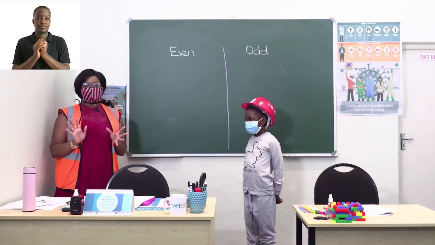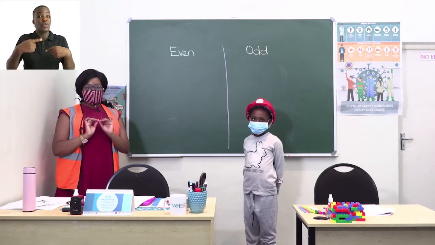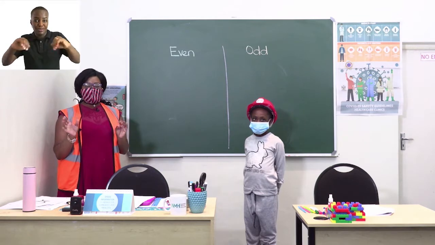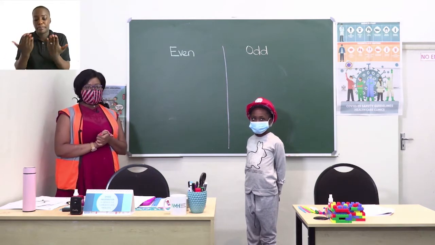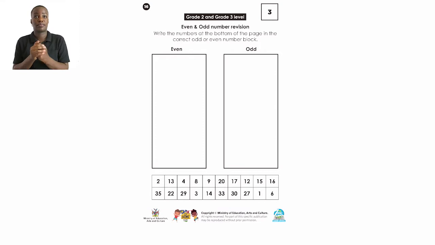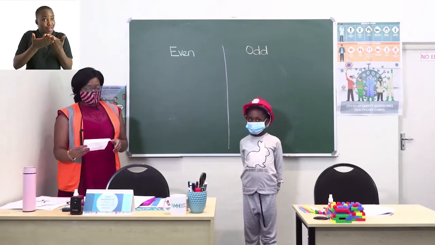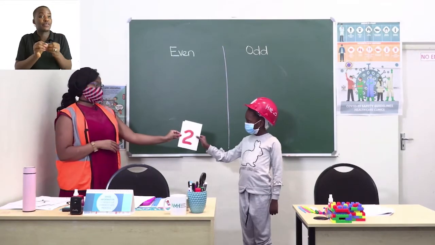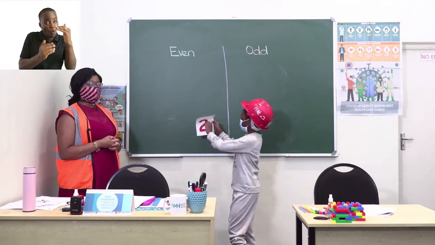For our next exercise, we are going to divide the numbers into odd and even. Please turn to page 16. On page 16, you can see that there are numbers below. We have 2, 13, and we have right up until the number 6. You are going to take these numbers and sort them, whether they are odd number box or even number box. Our friend here is going to do that for us. The first number she's going to try is 2. Is that an odd number or an even number?